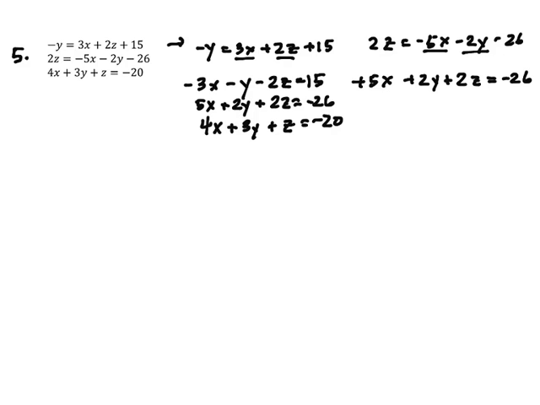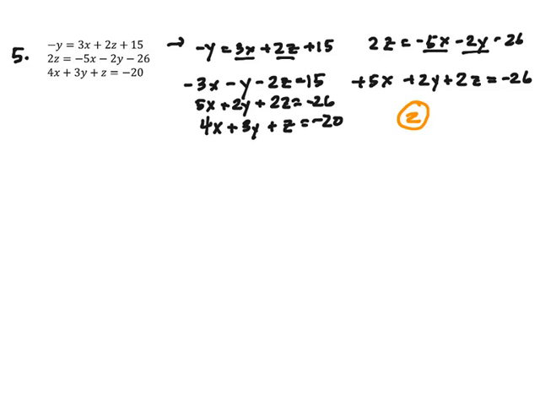Okay, now let's strategize. What do we need to do? We need to get rid of a variable. Let's look at the coefficients of the x's, 3, 5, and 4. Not going to do that. How about y? We have a 1, 2, and 3. Oh, look at z. 2, 2. At least 2 of them are the same, and the other one's a 1. So let's go with that one.